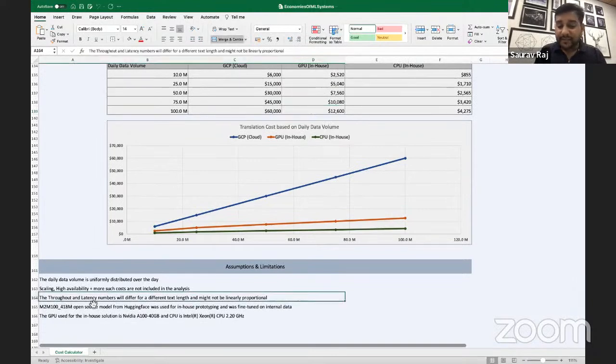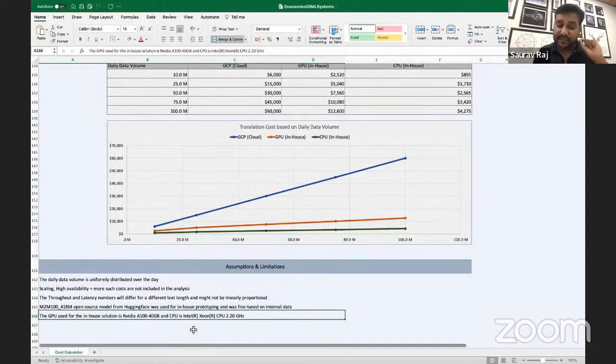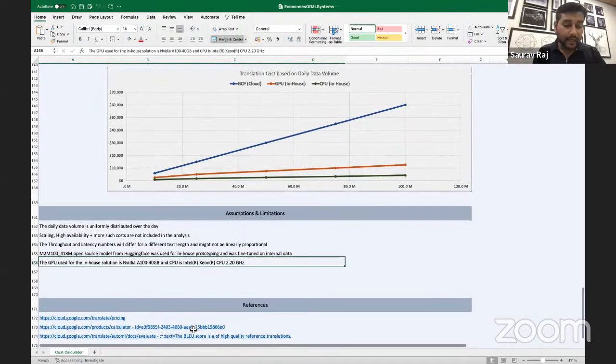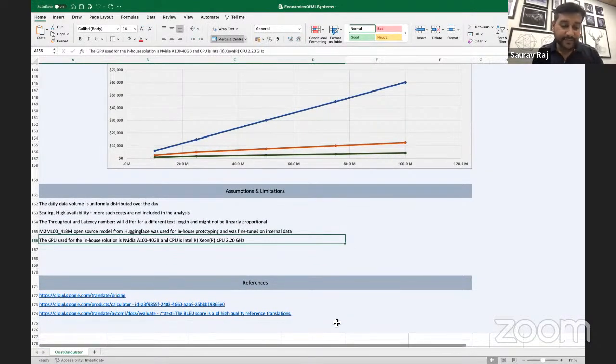The throughput and latency numbers we have shown here are for the text length and for the model that we have chosen. For a different model or a different text length, the performance numbers would differ, and so these cost numbers would also differ. These are the GPU and CPU specifications that we used for our analysis. I've mentioned the links in the references, from where I have taken these costs.